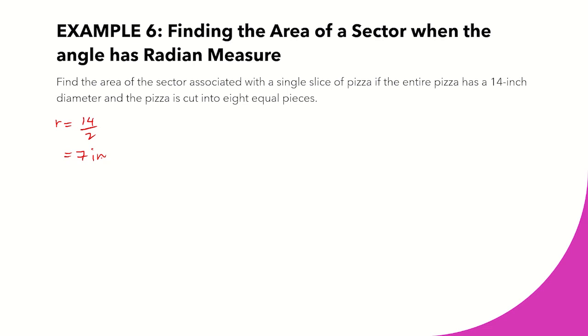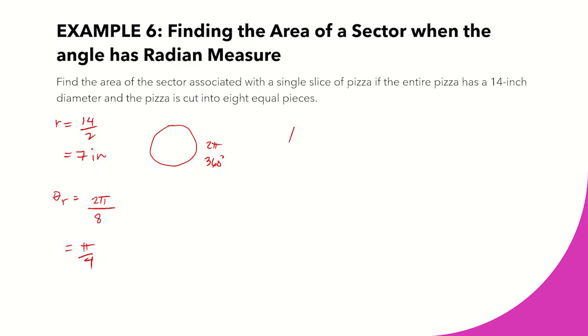Now, to find the angle of each slice of a pizza, which is cut into 8 pieces, remember, one whole pizza is just 2 pi. So the 2 pi now is divided into 8 equal pieces. You might be wondering why we are using 2 pi instead of 360. Because in the formula for our area, the theta must be in radians. So that's why we're using 2 pi instead of 360 degrees. So 2 pi over 8, if you simplify that, would be pi over 4.